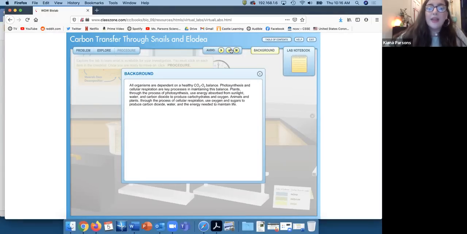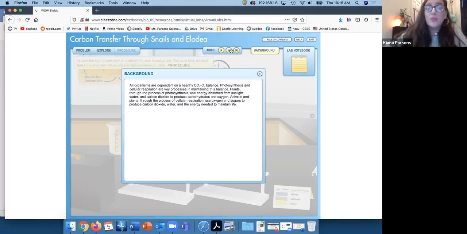All organisms are dependent on a healthy carbon dioxide and oxygen balance. Photosynthesis and cellular respiration are key processes in maintaining this balance. Plants, through the process of photosynthesis, use energy absorbed from sunlight, water, and carbon dioxide to produce carbohydrates and oxygen.